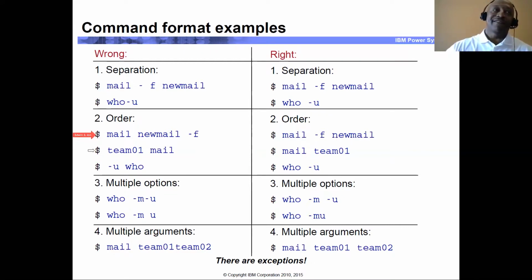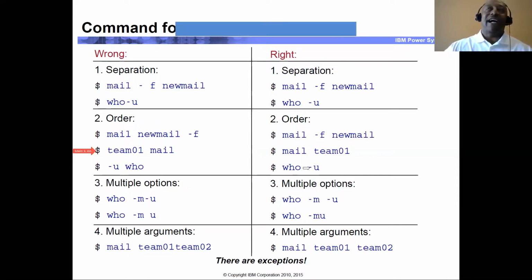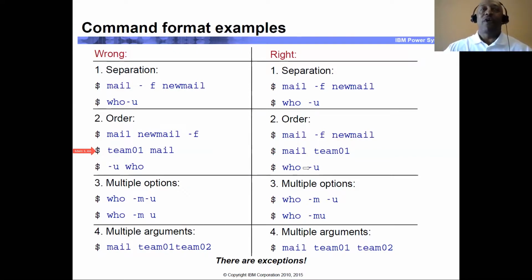Here the order is also wrong. We have the argument first and the command second. No, the command mail should be first. The argument team01 should be second on the command line. Here we have the option first and then the command. No, it should be the command first, then any options that we want to present for that command.